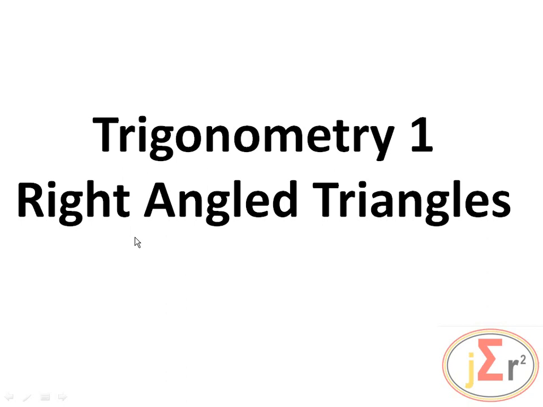Welcome to topic number 32 in Richard James Mathematics Resources. This one is entitled Trigonometry 1. It is the first topic in trigonometry, and it has to do with the solution of right-angled triangles.